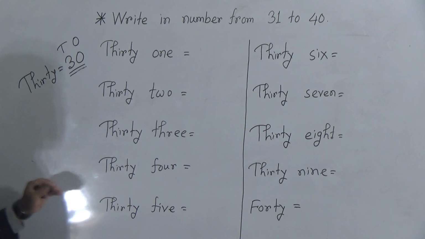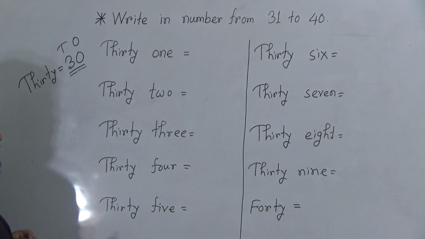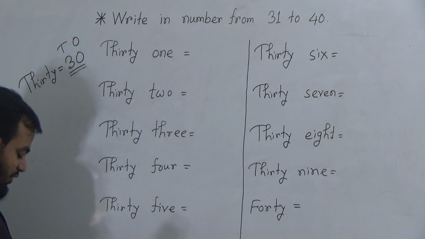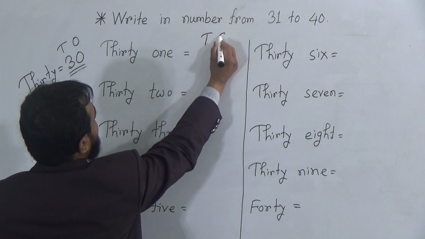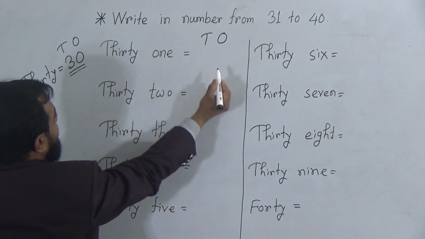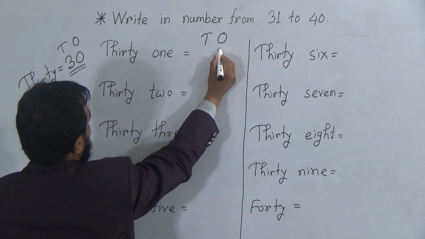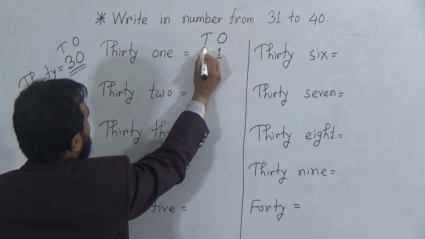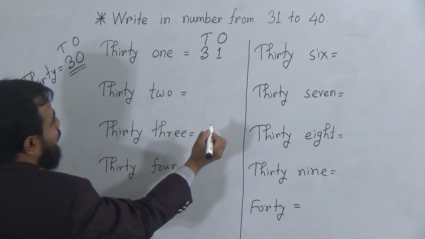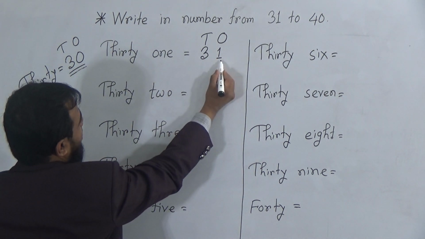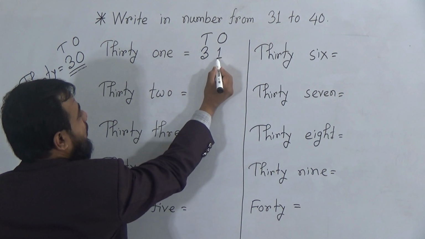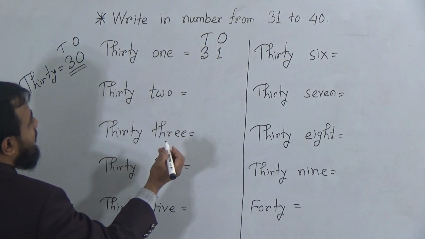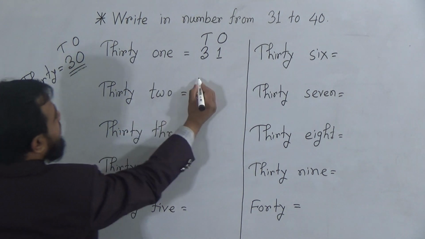The next number is 31. To make the number 31, in the ones position we will write down 1, and in the tens position we will write down 3. So 3 and 1 makes 31, or you can say 3 tens and 1 make the number 31.